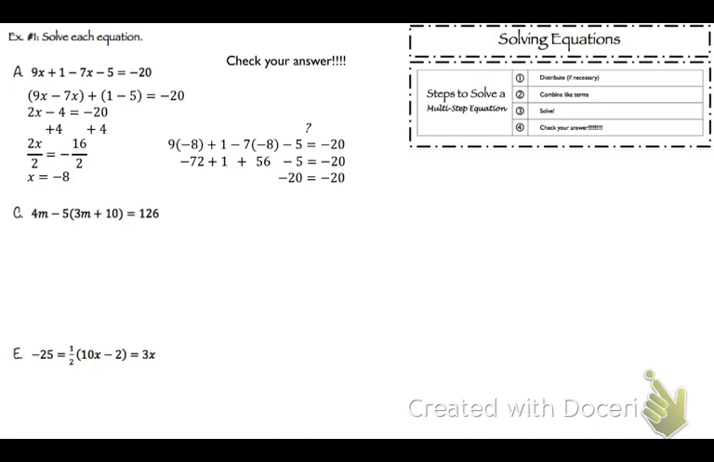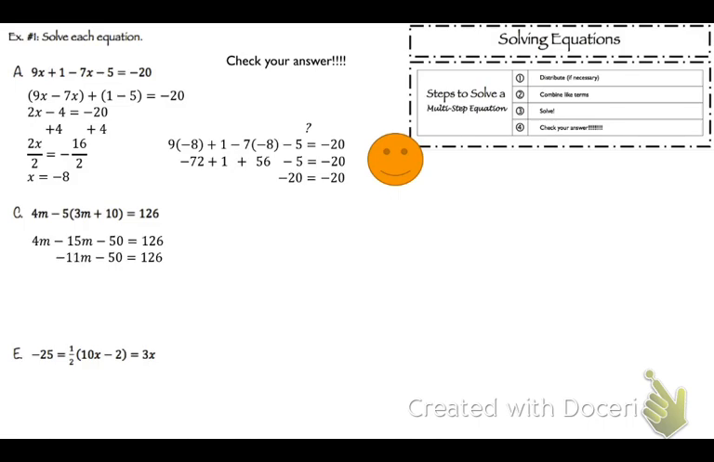Okay, let's look at example C. First step is to distribute. All right, anyways, first step is to distribute. So you're going to distribute that negative 5. So negative 5 times 3m is negative 15m. Negative 5 times 10 is negative 50.